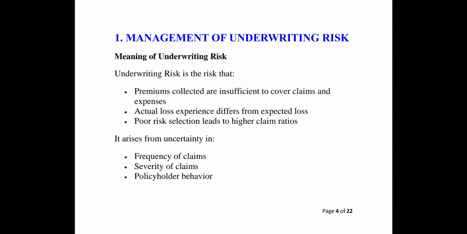Elements of underwriting risk management: risk assessment, evaluating applicants' risk profile using actuarial data, credit scoring, and predictive analytics; underwriting standards, establishing clear guidelines for risk acceptance, exclusions, and pricing; portfolio diversification, avoiding concentration in one type of risk or geography; reinsurance, transferring part of the risk to reinsurers to stabilize results; reserving, maintaining adequate technical reserves to cover unexpected claims.